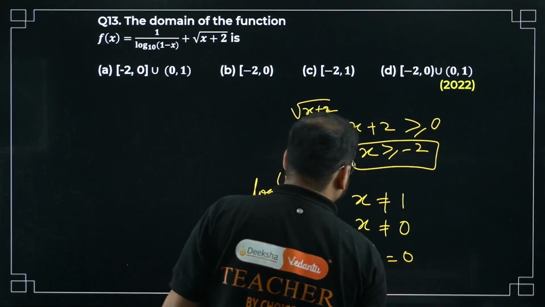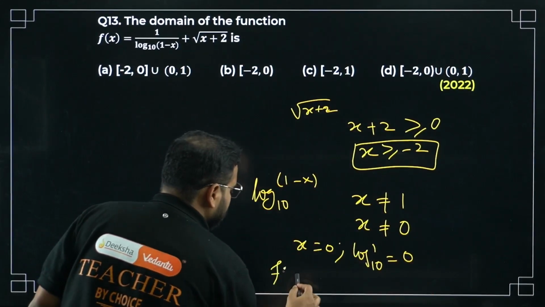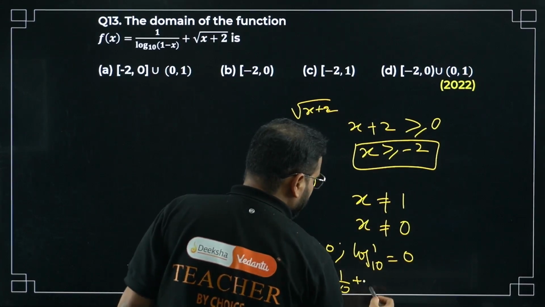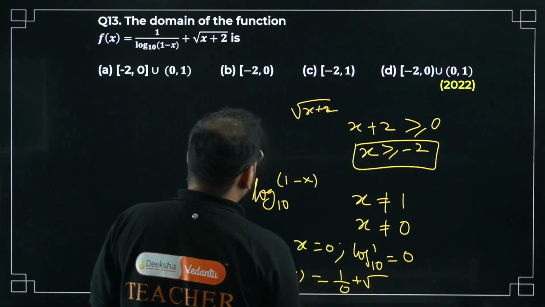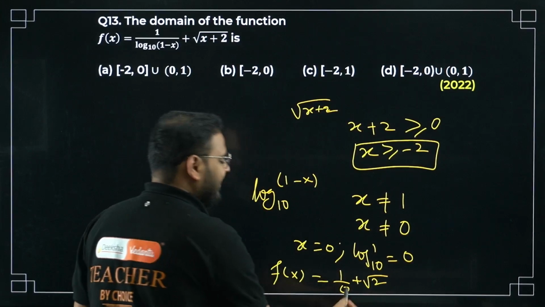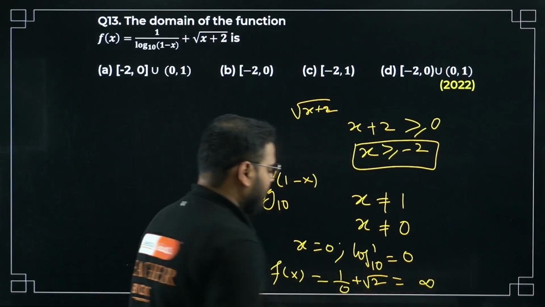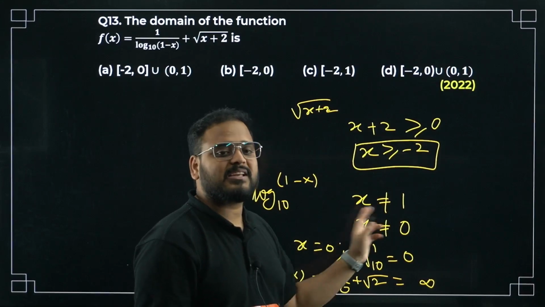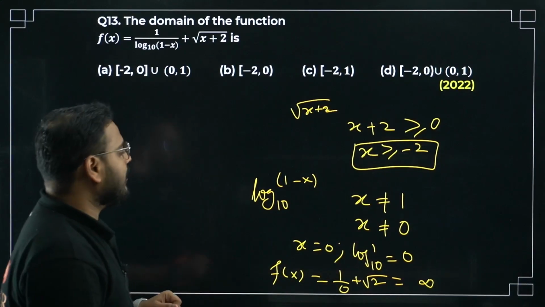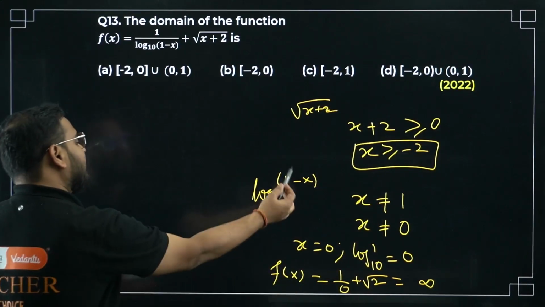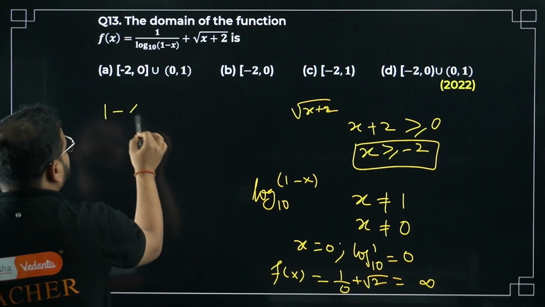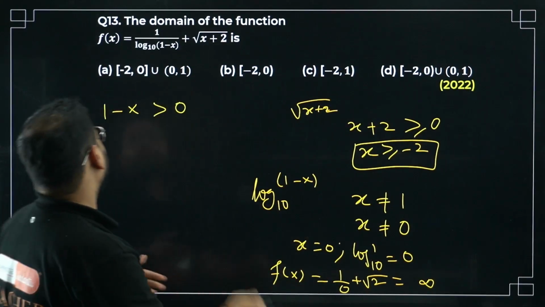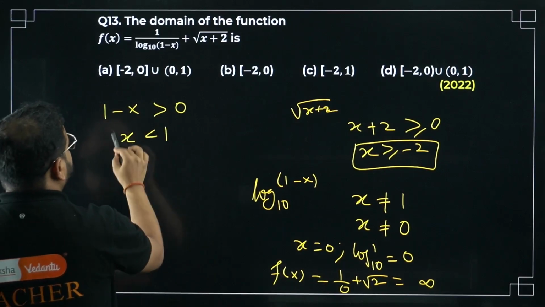The function f(x) will become 1 by 0 plus root of, how much is it? x is 0, so root 2. 1 by 0 is undefined. It means two conditions are okay: x can never be 1, x can never be 0 also. Let's take other numbers. And this has to be positive as well. 1 minus x has to be positive as well. It means x has to be always less than 1.